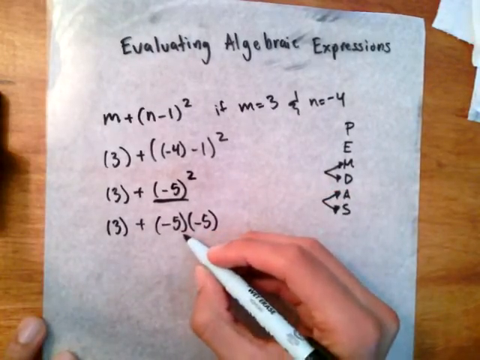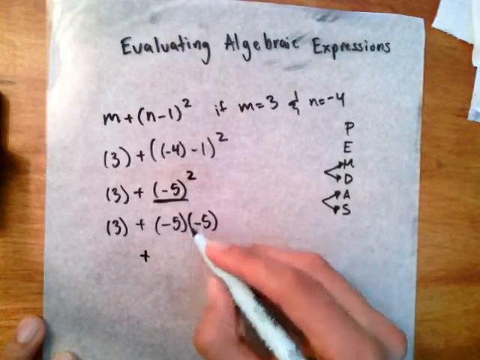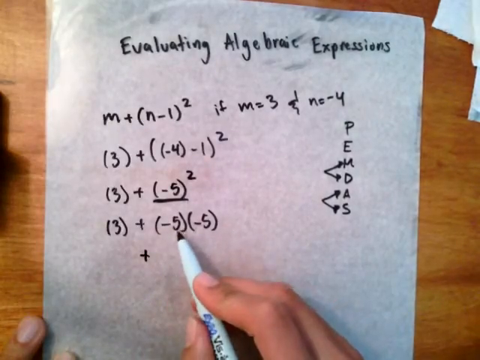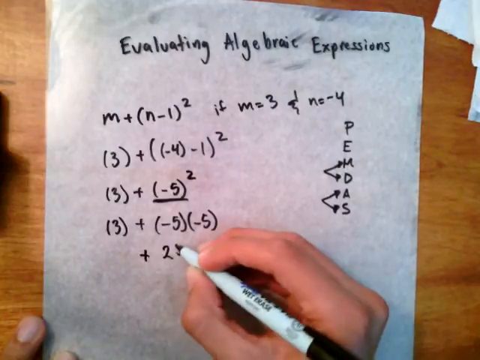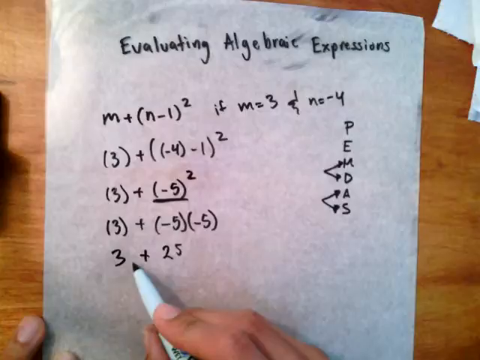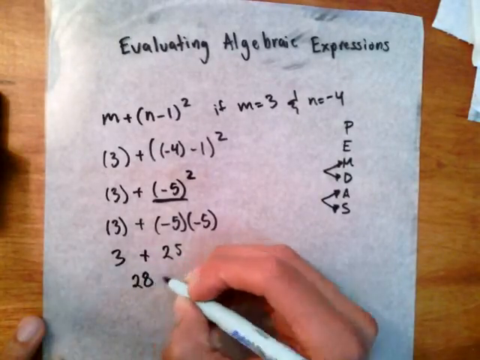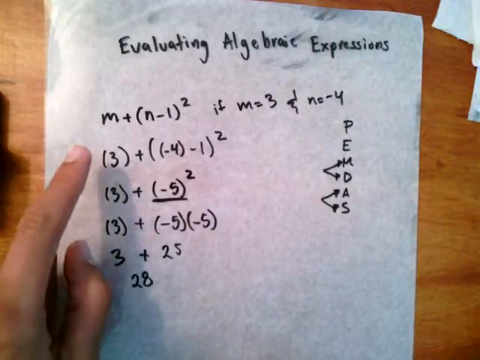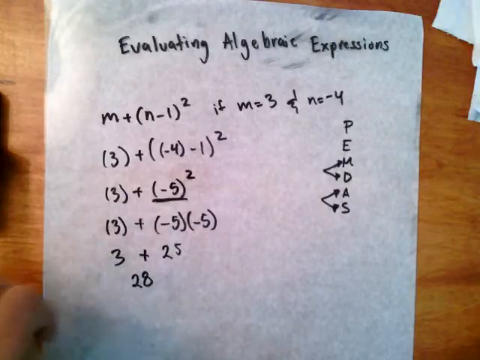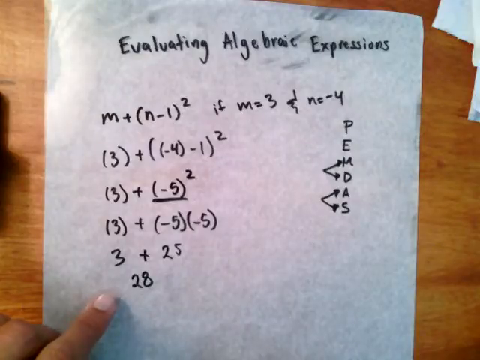So now we have negative 5 times negative 5. This ends up giving us a positive. Recall that we're dealing with a negative times a negative, that gives us a positive value. And we have 5 times 5, that gives us 25. Just dropping down the 3, we now want to add 3 and 25, and we end up getting 28. So evaluating this algebraic expression where m is equal to 3 and n is equal to negative 4, following order of operations, we end up getting the result 28.